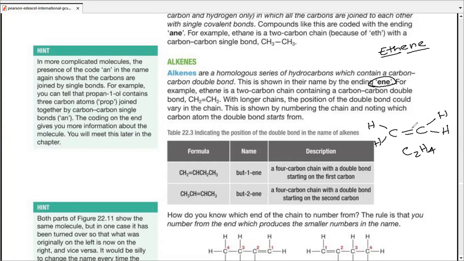Now, as soon as we start drawing longer chains, everything changes. The position of the double bond could vary in the chain. This is shown by numbering the chain and noting down the carbon atom the double bond starts from. Take a look. With 4 carbon atoms, the double bond may be present at the very corner of the chain or exactly in the center of the chain. So as the double bond starts from the first carbon atom, 1, 2, 3, 4, this is but-1-ene.